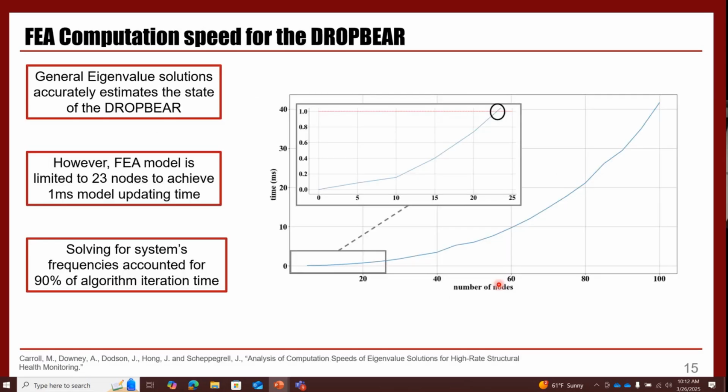So the generalized eigenvalue solver that was used for the prior work that I just showed accurately estimates the state of the system. However, the result shows that the number of nodes used to define the system needs to be limited to 23. As you can see in this plot here, when the number of nodes goes above 23, the time taken to update the system is more than 1 millisecond. But when it's constrained to 23, we can achieve that 1 millisecond timing. But we already know that we need to increase the number of nodes to define the system to get accurate results. So therefore, there's a need to formulate a new solver to carry out the estimation.